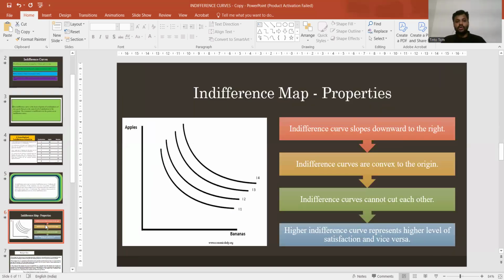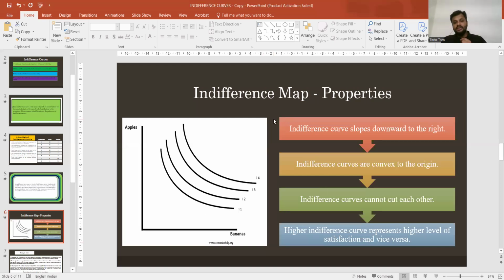So when we look upon the properties of the indifference curve, here you can see the properties, and here you can see the diagram as well. The diagram for the indifference map, as we have mentioned, is a very good example, because in this particular diagram you can see many indifference curves. Four different curves are there. So it is a good example for an indifference map.